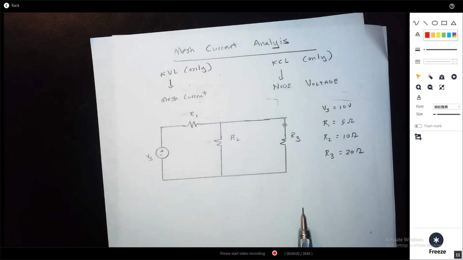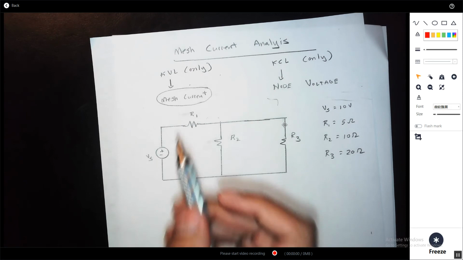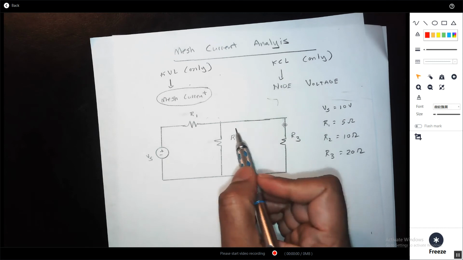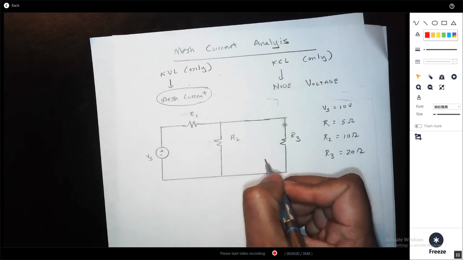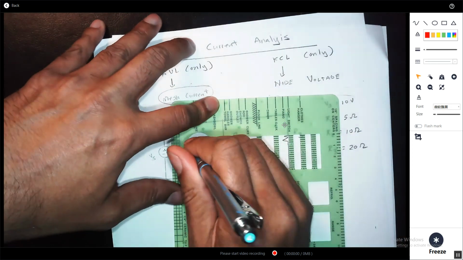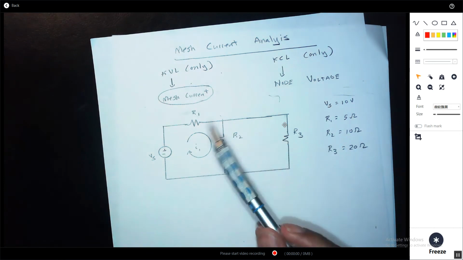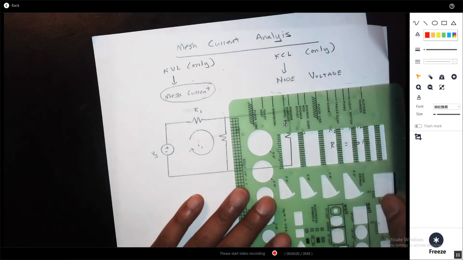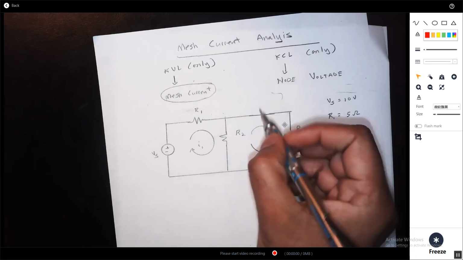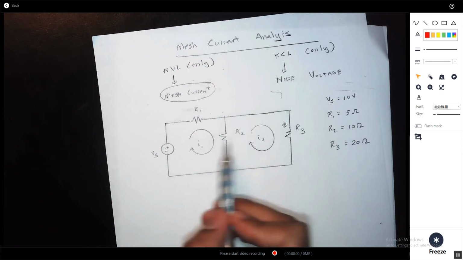Now, our objective is mesh current. Mesh current is KVL. In KVL, you analyze loops, not nodes. So you have loop one, loop two. You're going to assume a current direction of clockwise, or if you want, counterclockwise. Just like this. So you have an I1, and you'll have an I2. Just like that. Now, all you do is compare the two.